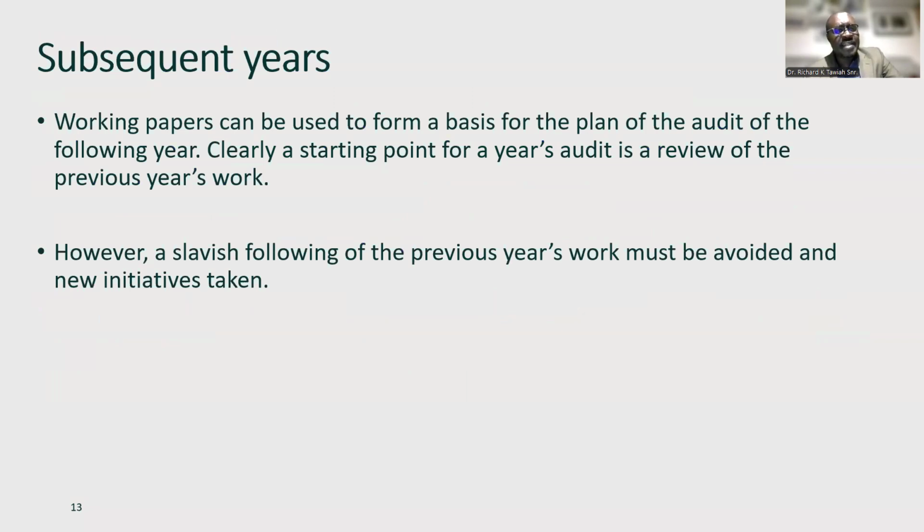Okay, now subsequently, working papers can be used as a basis to plan the audit for the next year. So we always need them for next year, especially if you're a continuing auditor. So clearly a starting point for a year's audit is a review of the previous year's work, and we need last year's working papers to help us start this year's audit.